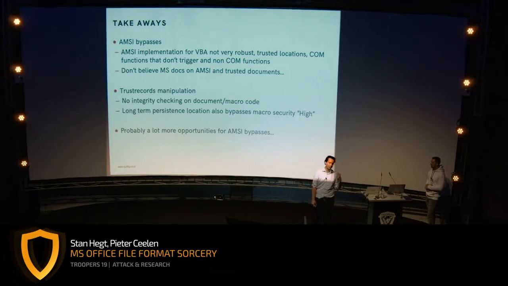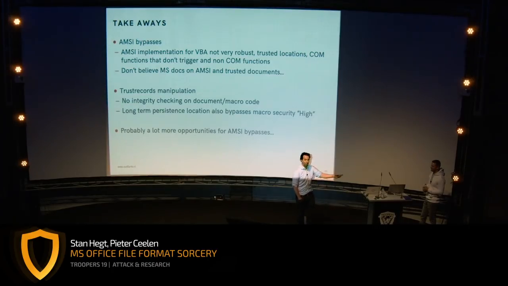If you compare it to the PowerShell versions, the bypasses are way harder to find. This is all still, by design, a bit weak, I believe. Microsoft really didn't do their best, in my view, in how this is architected. It's not very robust. A lot of bypass techniques, so with trusted locations, with COM functions that don't trigger, and functions that are not COM. There's still stuff where I am puzzled, so I don't believe the Microsoft specs on MZ and trusted documents.